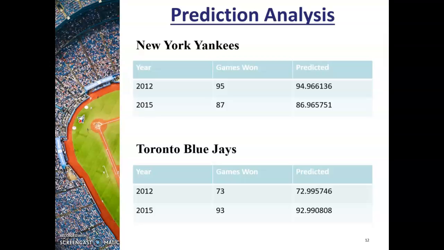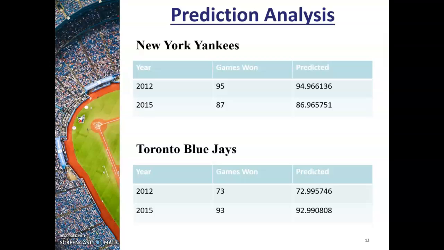Now for the Toronto Blue Jays, in 2012, they won 73 games and 93 games in 2015. Our model predicts that they would win 72.99 games in 2012 and 92.99 games in 2015. Again, the predicted games won is nearly identical to the actual games won. Based on our prediction analysis, it can be said that our model's performance is exceptional.